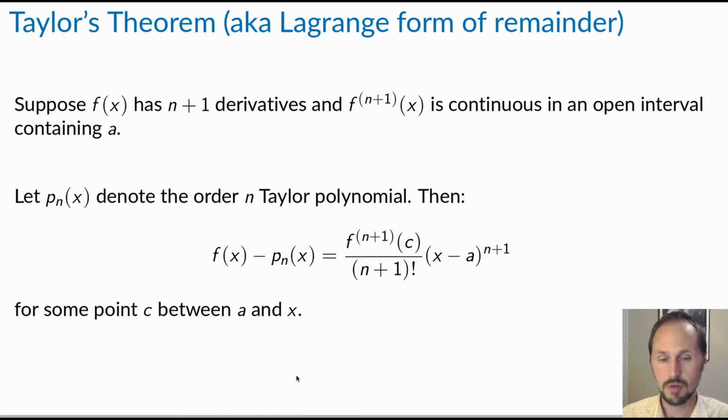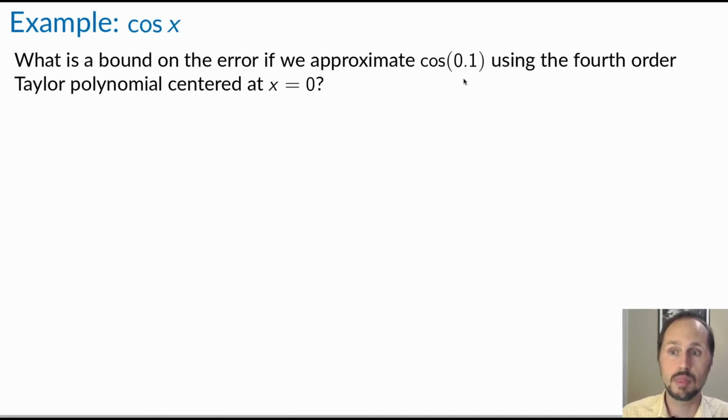Okay, so let's go ahead and use this in order to deal with a problem. Here we're going to ask the question, what is a bound on the error if we approximate cosine of 0.1 using the fourth order Taylor polynomial centered at x equals 0? So here we need to think for a second. What is the fourth order Taylor polynomial centered at x equals 0?